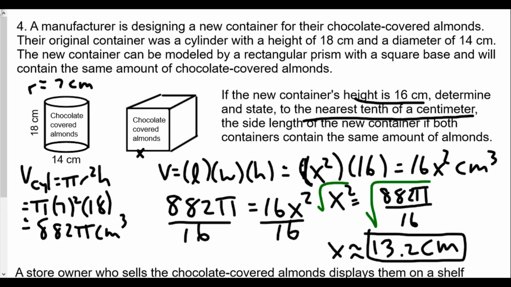And so if we have our new container, it will hold the same number of chocolate covered almonds, and the container is a different shape. It goes from a cylinder to a rectangular prism, and the height goes from 18 centimeters to 16 centimeters, and the diameter was 14 centimeters for the cylinder. Our new square base has to be 13.2 centimeters to give the same exact volume, rounded off in this case.